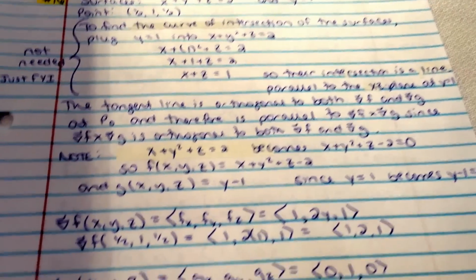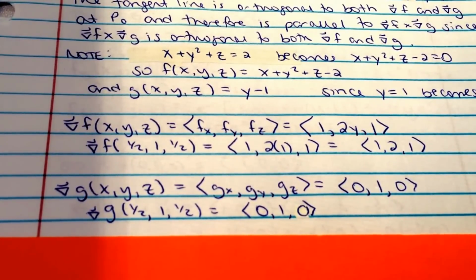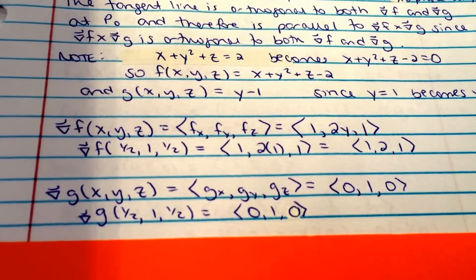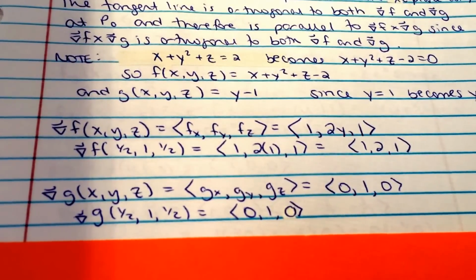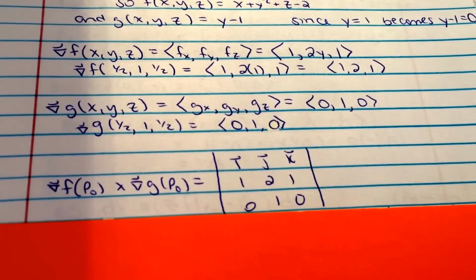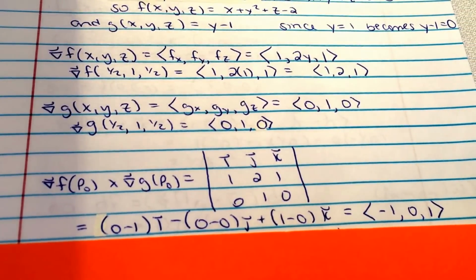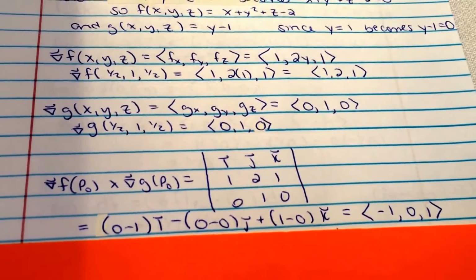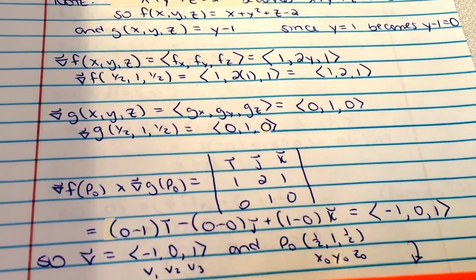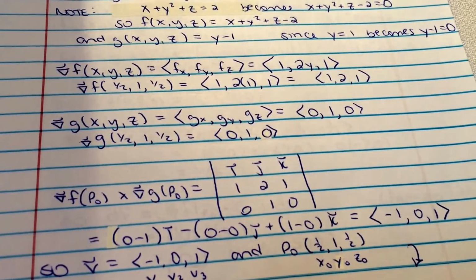All right, so here I have found my two gradient vectors. The gradient of f, and then I plug in my point, the gradient of g, and then I plug in my point. Now I'm going to do the cross product between those two vectors. So I've got the cross product between f and g, and that gives me this vector. Again, that vector is parallel to the tangent line. And then I have this point. So here's the point on the tangent line. Here's the vector parallel to the tangent line.